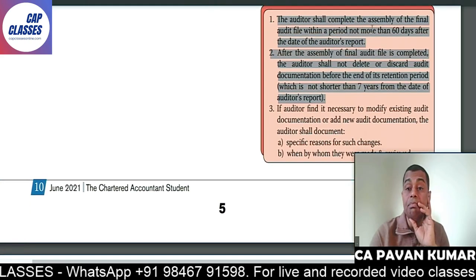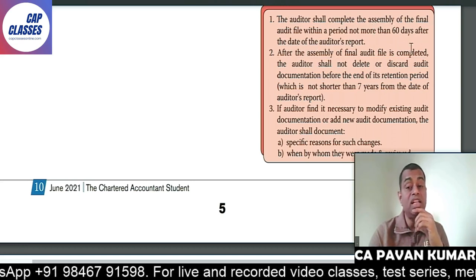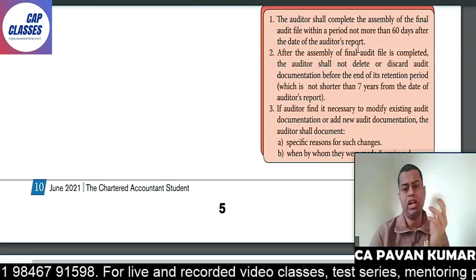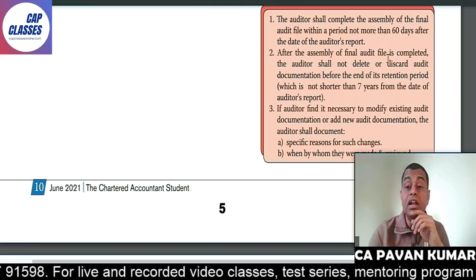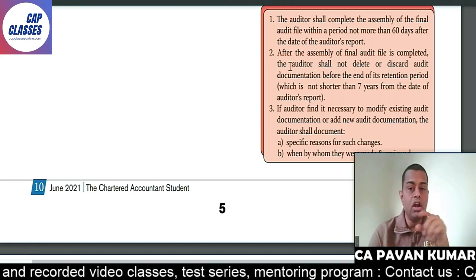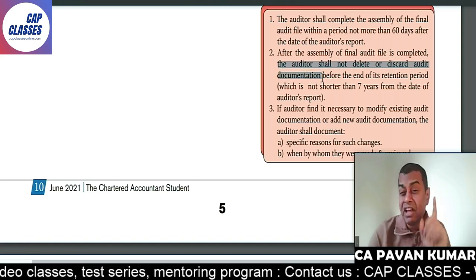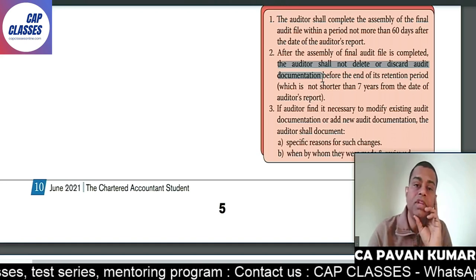The auditor shall complete the assembly of the final audit file within a period not more than 60 days after the date of the audit report. After the assembly of the final audit file is completed, the auditor shall not delete or discard the audit documentation. Underline this. Very, very important.